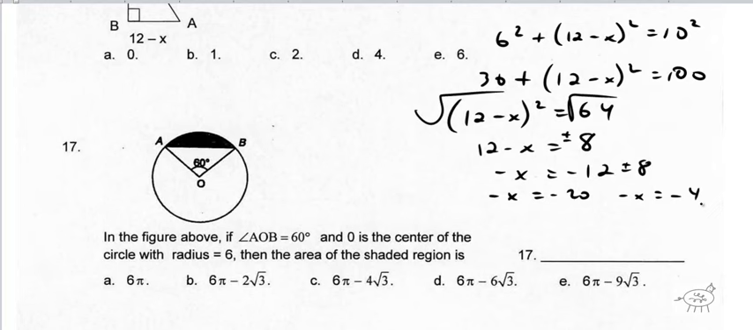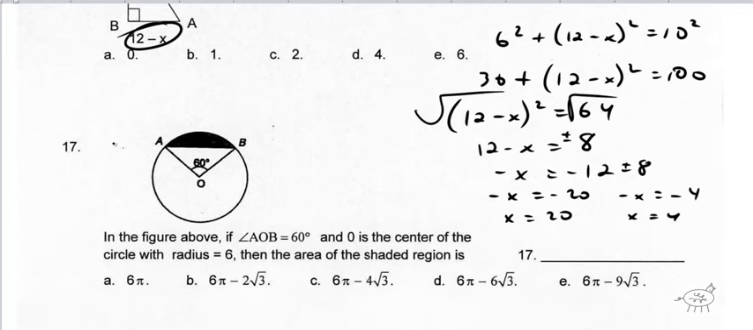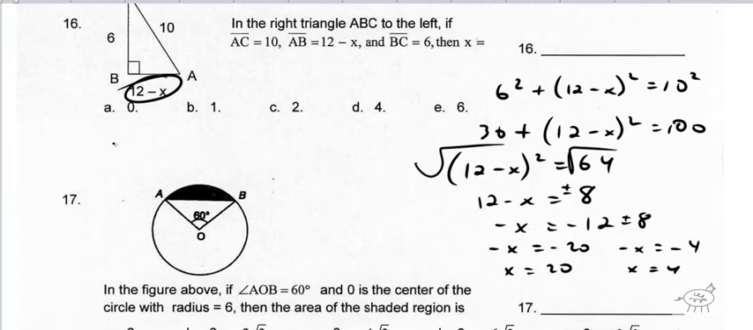Okay? So we wind up getting x is 20, we get x is 4. Well, think logically. It's impossible for x to equal 20, right? You can't have 12 minus 20. So the 20 is actually out of there. It's not even one of the answers, to be honest with you. But if it was, that would be a bad answer. And so the answer is 4, which is D.